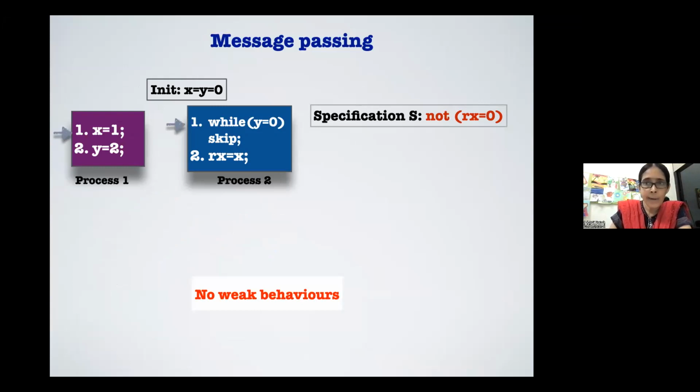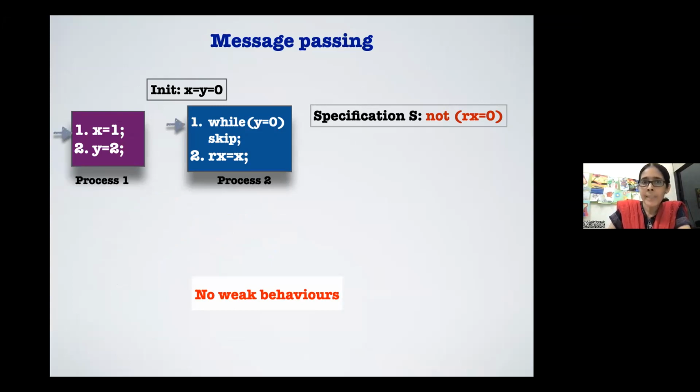Now, let's look at the second example, message passing. This behavior is very different from the first example. First of all, notice here that the second process is reading the value of x into Rx, and we are asking whether I can read 0 into Rx. Unlike the first example, here the second process will not be able to read 0. Notice that the first process is making two writes. It is writing 1 into x, and 2 into y.